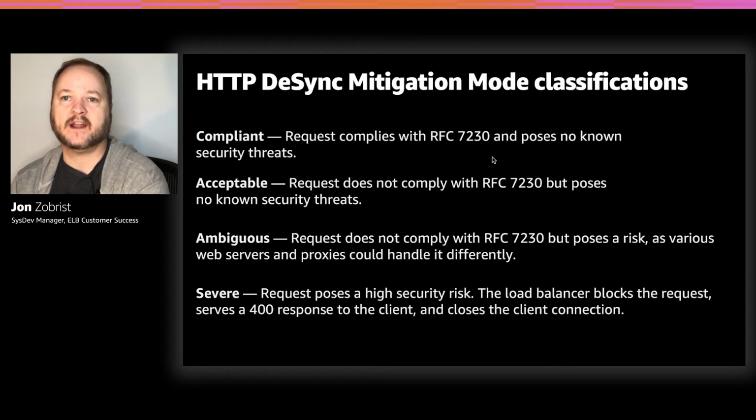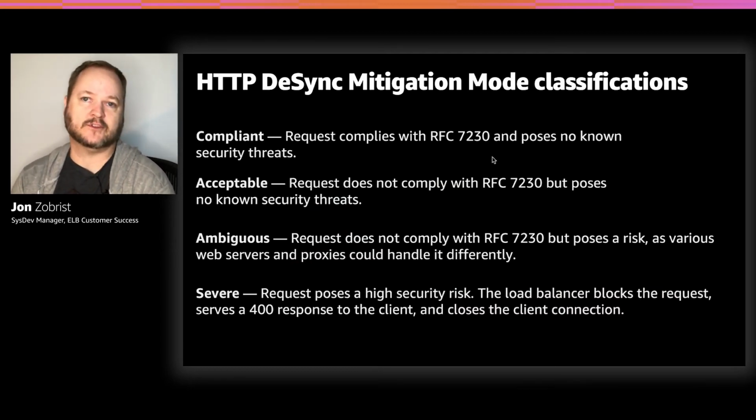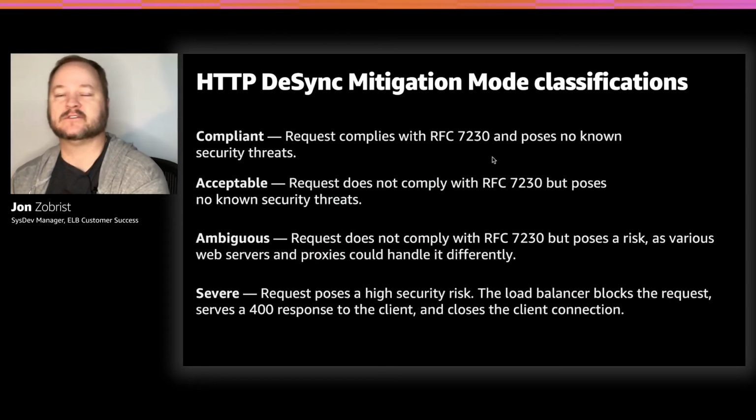So compliant, we're going to have requests that are just 100% RFC 7230 compliant. There's no known security risks. We don't do anything except route those requests. Those are the good requests. Acceptable really are good requests also, but they may not be fully RFC 7230 compliant. There's no known security issues, and they're not really doing anything with the specific headers related around desync mitigation. But we will allow those in general.